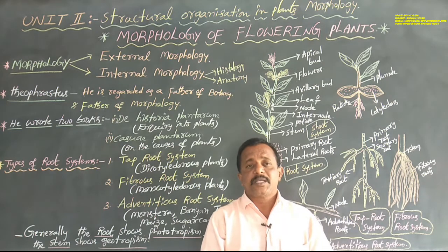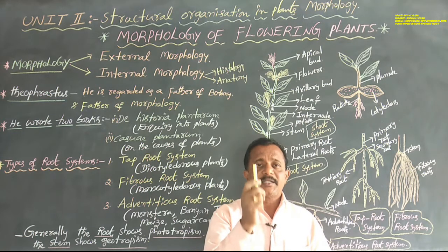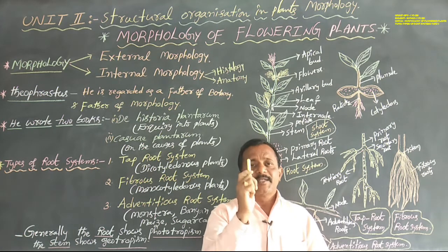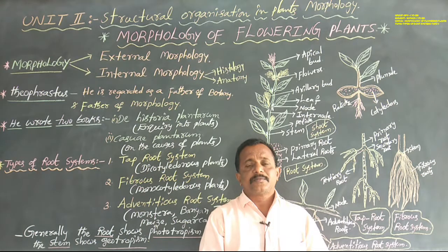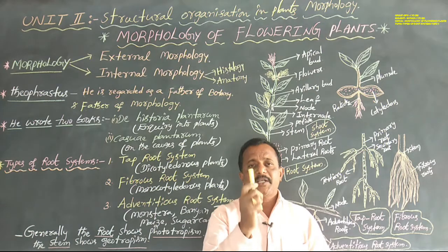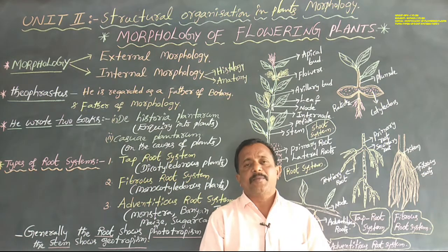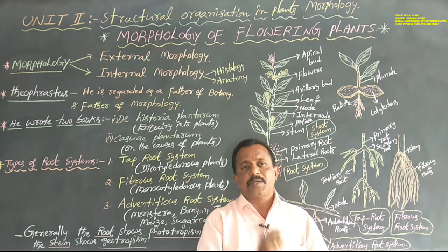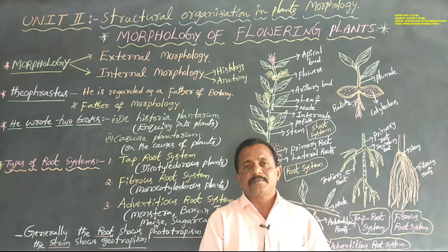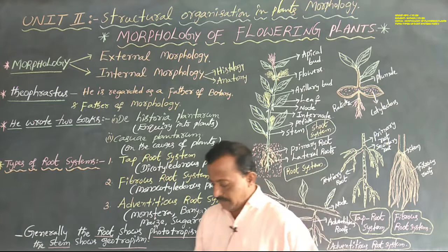Theophrastus was one of the ancient Greek philosophers. In Plato's school, he was the successor to Aristotle, and he wrote two books, De Historia Plantarum and Causae Plantarum.